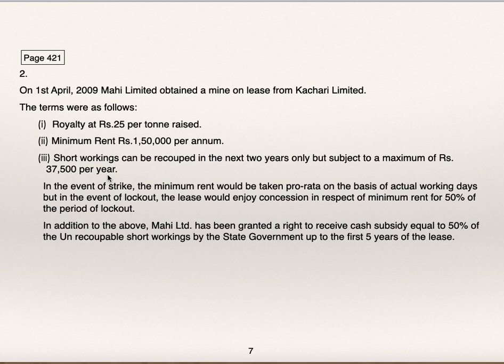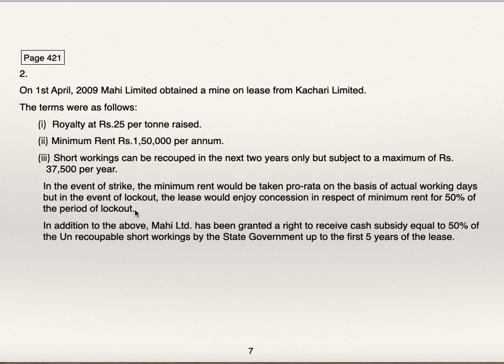So, recovery of short working is in the next 2 years, following 2 years, subsequent 2 years, but the maximum he can recover is 37,500 per year. In the event of strike, the minimum rent would be taken pro rata, that is proportionately, on the basis of actual working days. But in the event of lockout, the lessee would enjoy concession in respect of minimum rent for 50% of period of lockout.